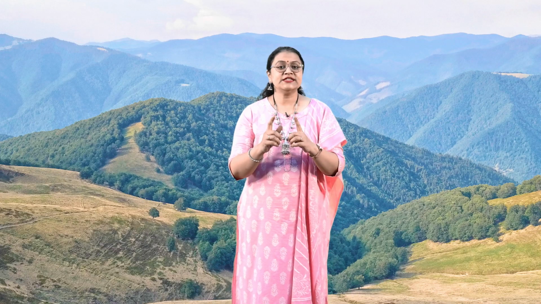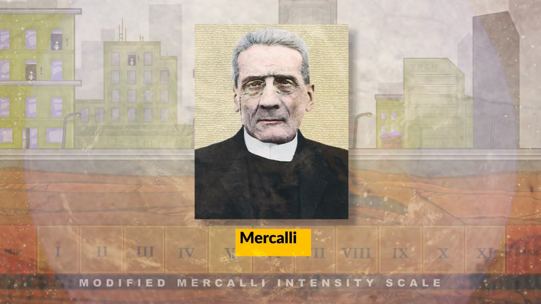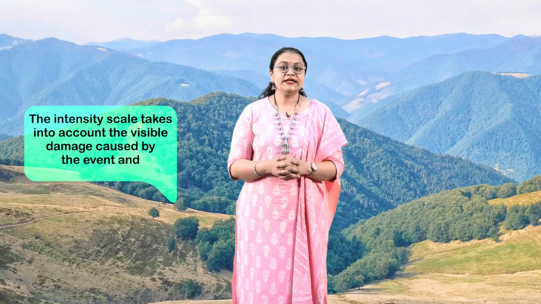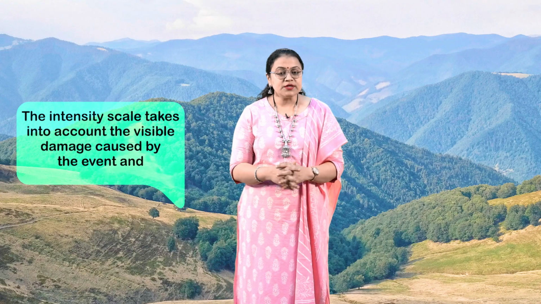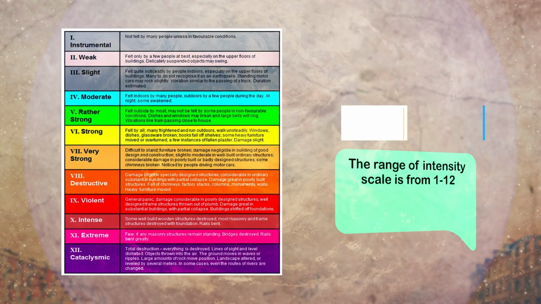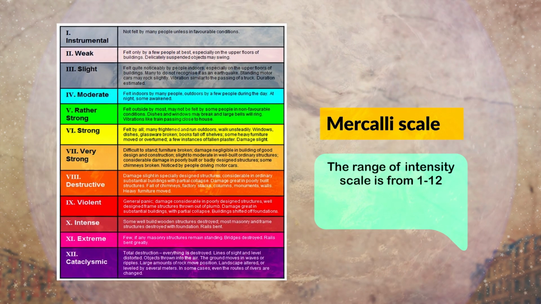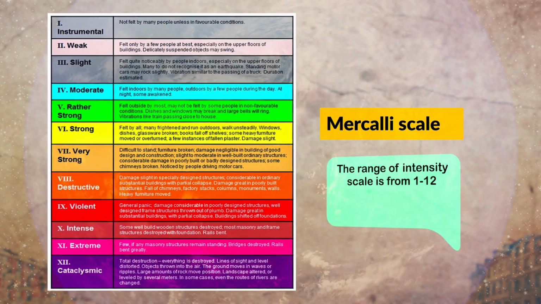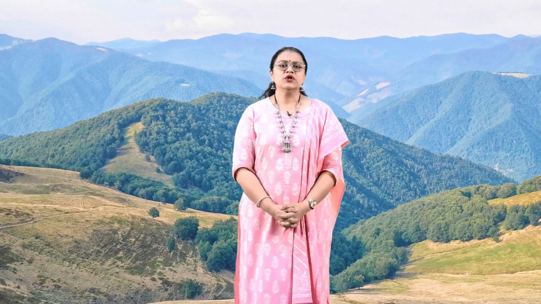The intensity scale is named after Mercalli, an Italian seismologist. The intensity scale takes into account the visible damage caused by the event, and the range of intensity scale is from 1 to 12. I will share with you a very interesting fact.